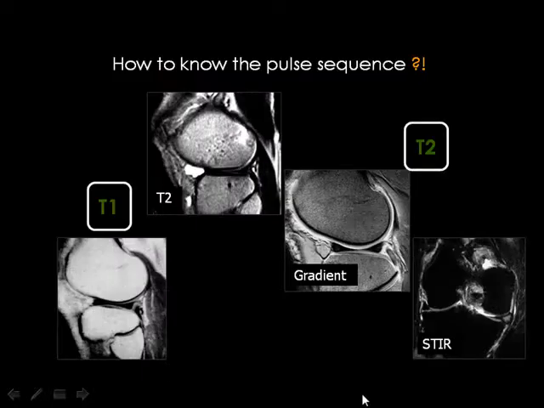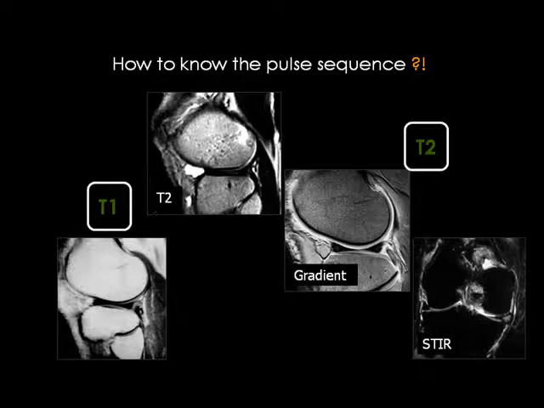Then, how can you know the T1 from the T2? By fluids. The fluids are black in the T1 and they are bright in the T2. But not every knee contains fluid. There should be some effusion. If there is no effusion, what do you do? You go to the fat, which is opposite to the fluid. Okay? Then the fat is bright in the T1 and black in the T2.